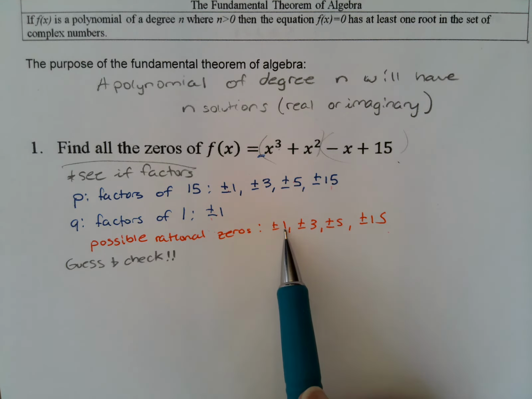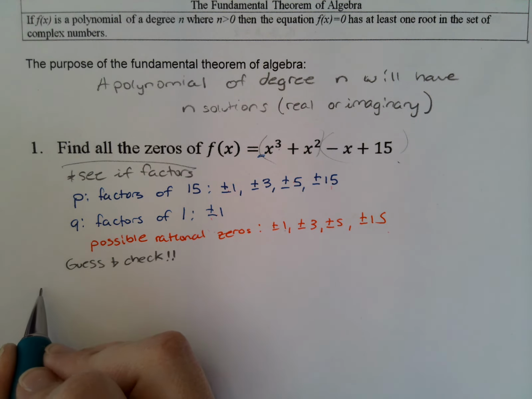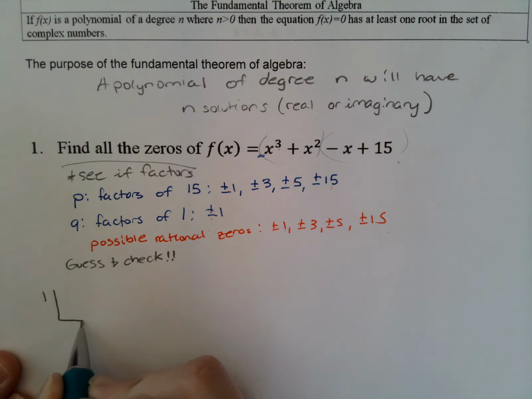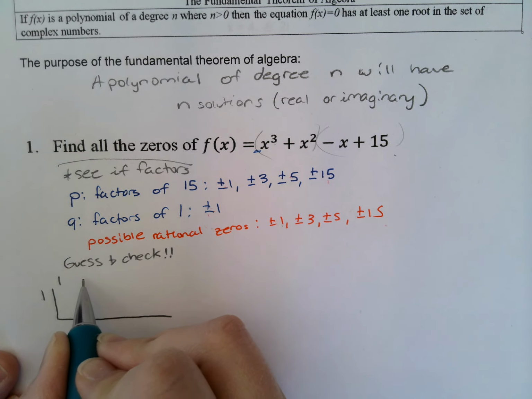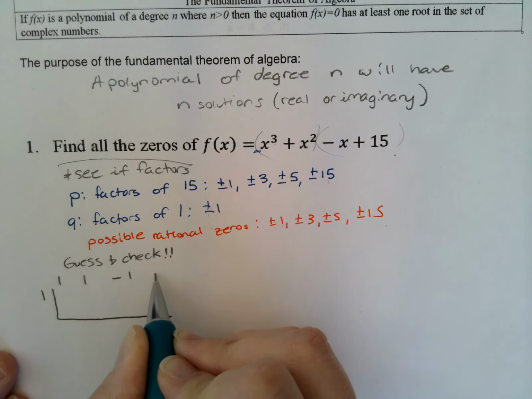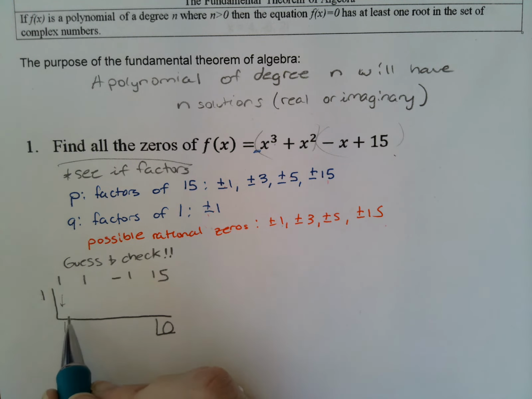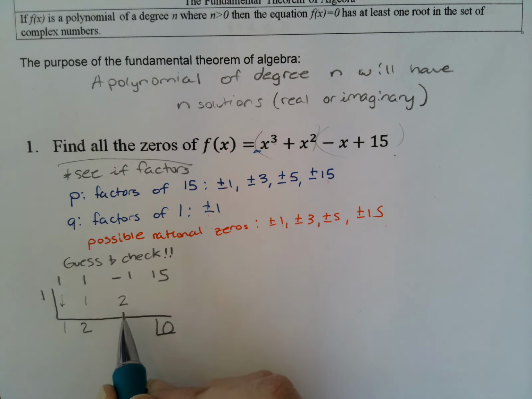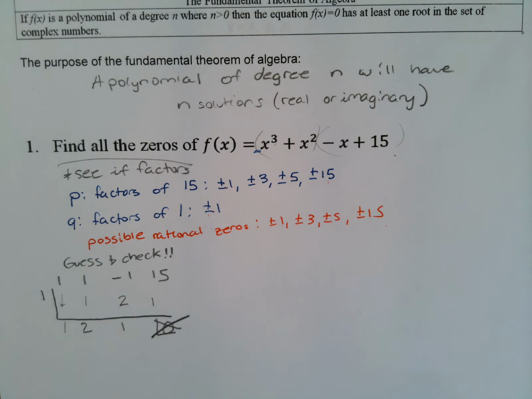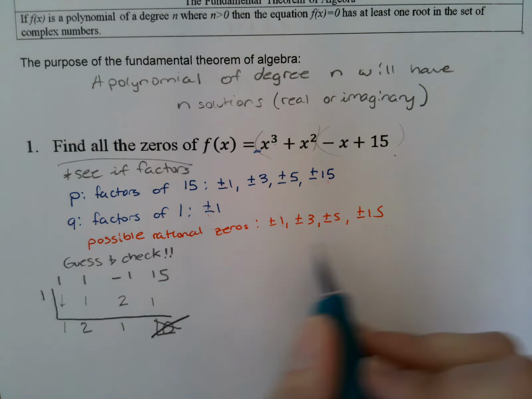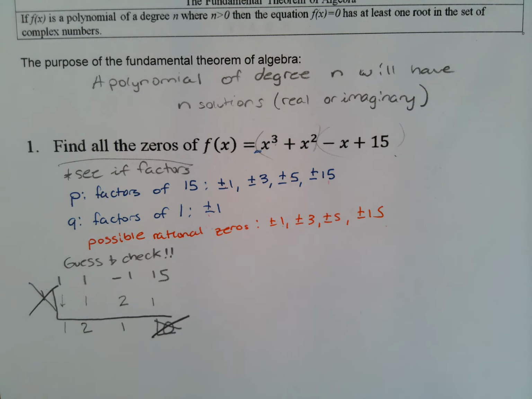So I'm going to start with positive 1. I'm going to do it over here kind of small. I've got my coefficients of 1, 1, negative 1, and 15. The whole point is that I got to get a remainder of 0. If I drop the 1, I get 1. Multiply, I get 1. I get 2. 2, I get 2. And if you're seeing what I'm seeing as I'm going through it, I'm not going to get a 15 here. Not possible. So therefore, out of my list, positive 1 doesn't work.